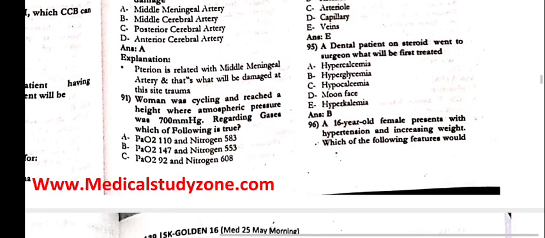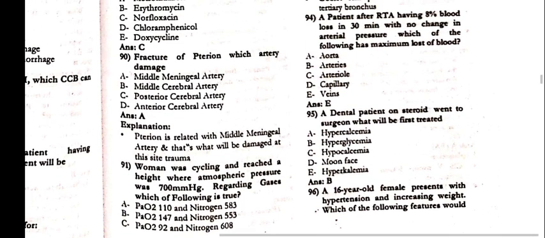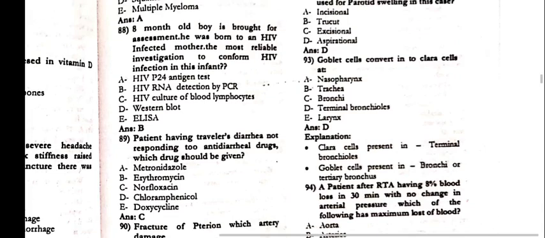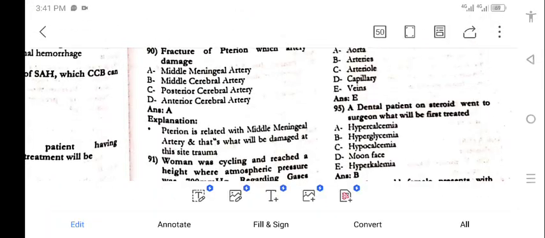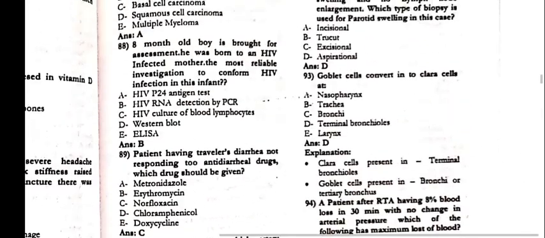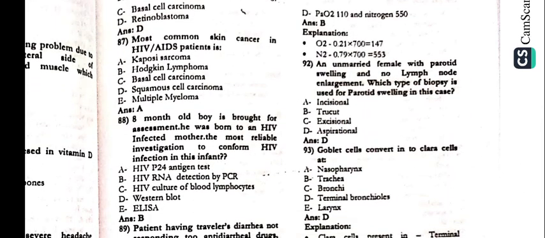The middle meningeal artery. A woman was cycling and reached a height where atmospheric pressure was 700 mm of Hg. Which of the following is true? The partial pressure of oxygen is 147 and nitrogen 553. Next, 92. The unmarried female with parotid swelling and no lymph node enlargement. Which type of biopsy is used for the parotid swelling?